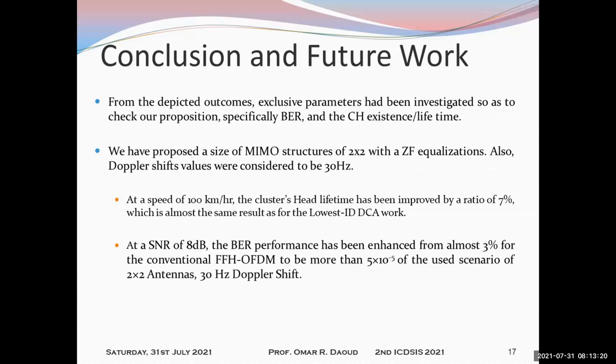At the speed of 100 kilometers per hour, the cluster head lifetime has been improved by a ratio of 7% over the best results in the literature, which come from the lowest ID DCA work. At the signal to noise ratio of 8 dB, the performance has been enhanced from 3% to 5 times 10 to the power minus 5, using the scenario of 2x2 antennas in addition to a 30 hertz Doppler shift.